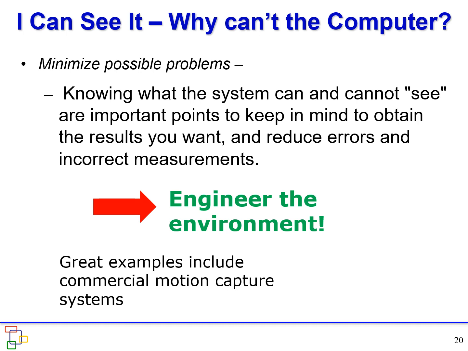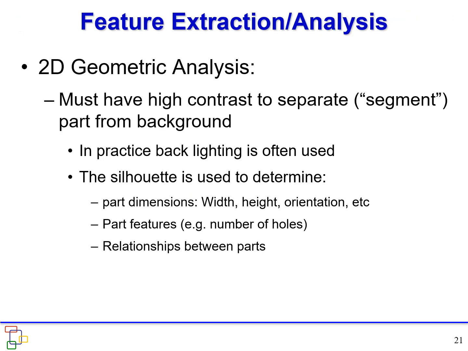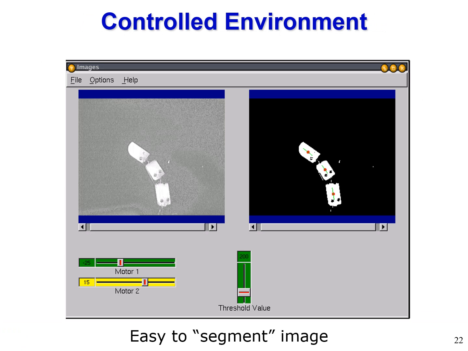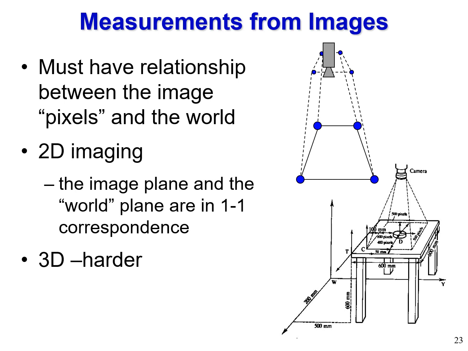Again, this is an example where we can minimize the problems by removing unwanted backdrops, and therefore bring clarity to the images. Feature extraction or analysis takes place using 2D geometric analysis, where we have different segmentations. You can see here an example of a controlled environment where we easily capture the image using segmentation. We can measure the images using 2D imaging, and better clarity can be obtained using 3D imaging, but it is a much harder task.